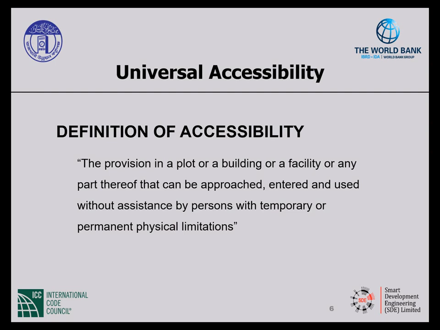So let's think about this for a minute. There's two very important parts to this definition. First is that the facility is entered and used without assistance. Somebody who is disabled needs to be able to use the building the same manner that somebody who isn't disabled can. And the only way that they can do that is if they can do that on their own. The other part of the definition that we want to talk about is temporary or permanent physical limitations. So it doesn't matter if the person is permanently disabled or temporarily disabled, they're still going to need parts of the building designed so that they can use that building.